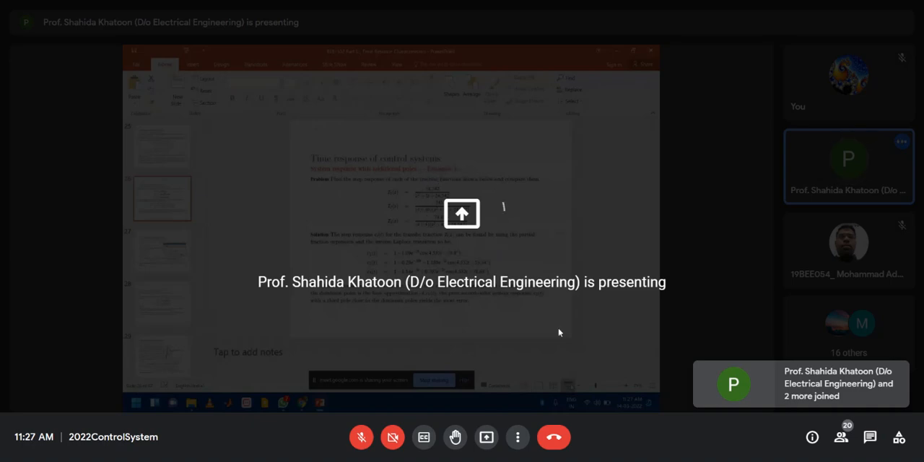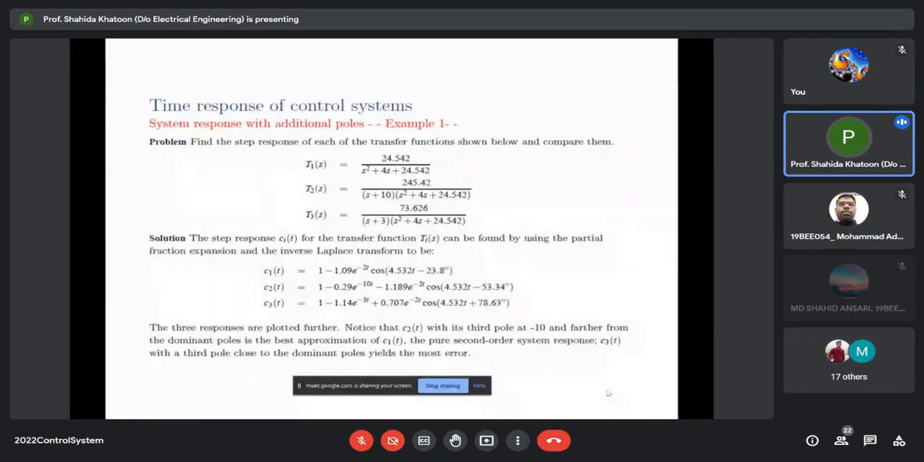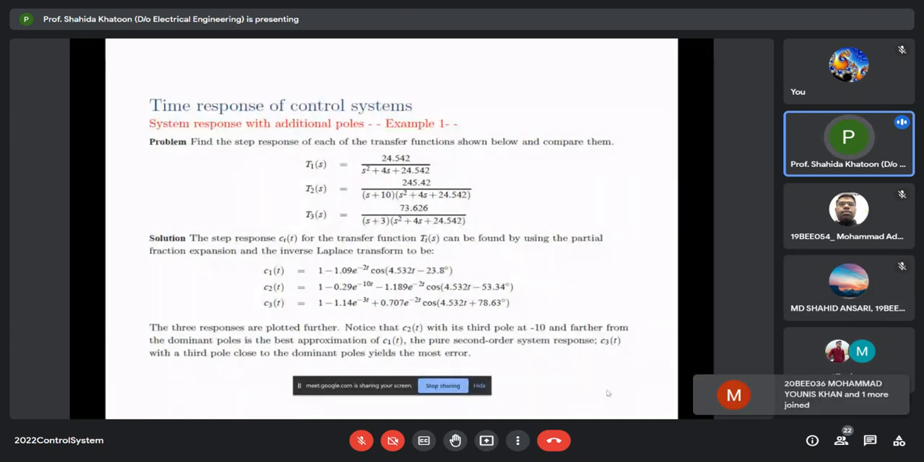Given to you in the previous class. So I asked you to find the step response for these transfer functions. So this is the solution. I hope you are getting the same.